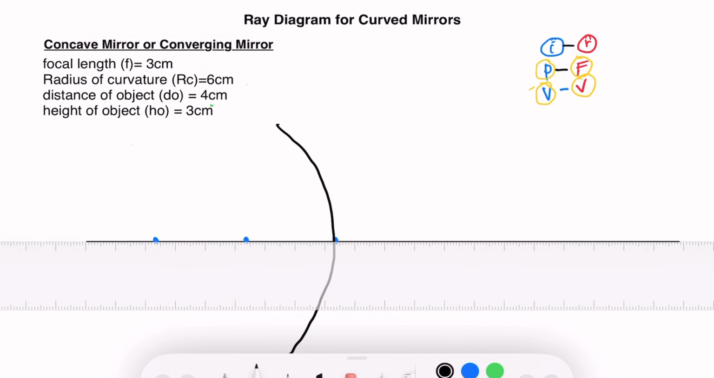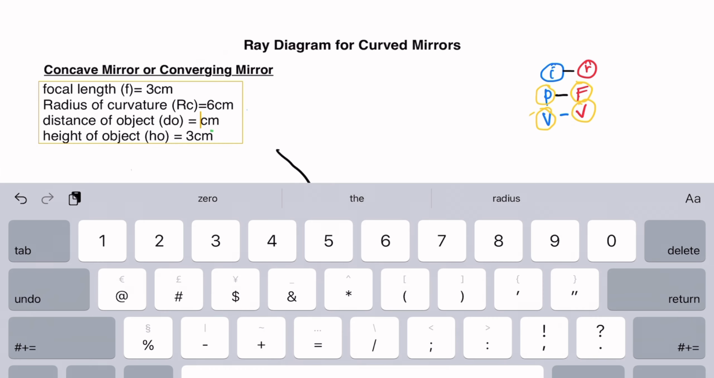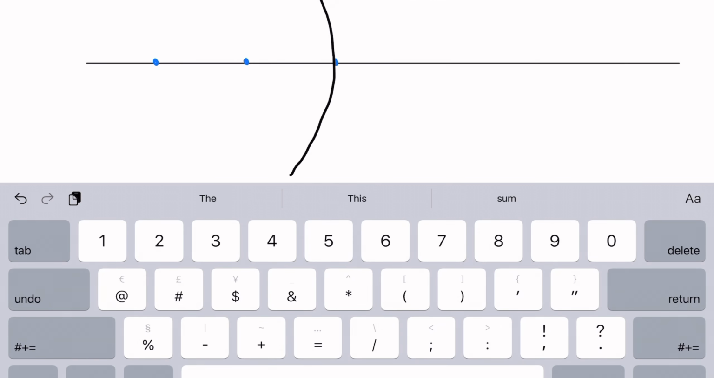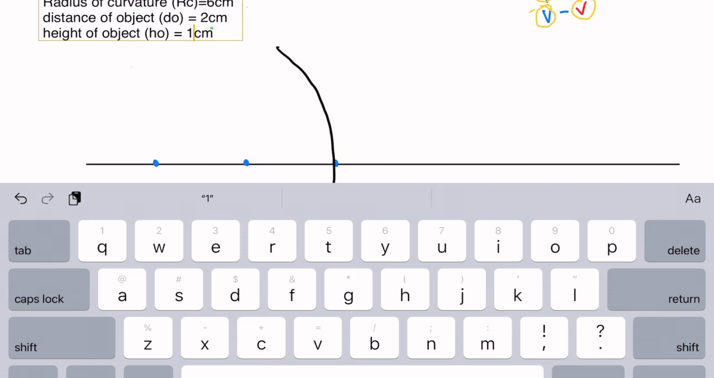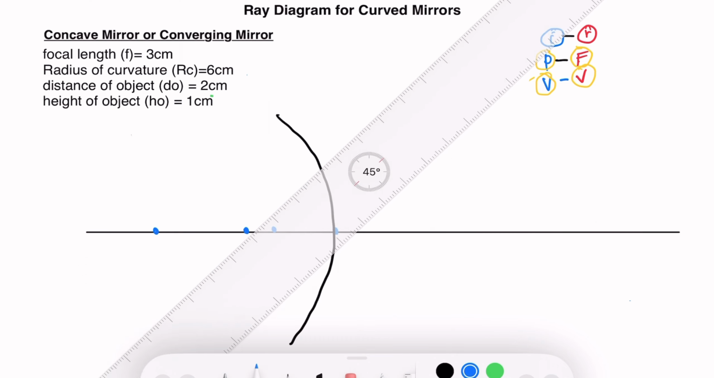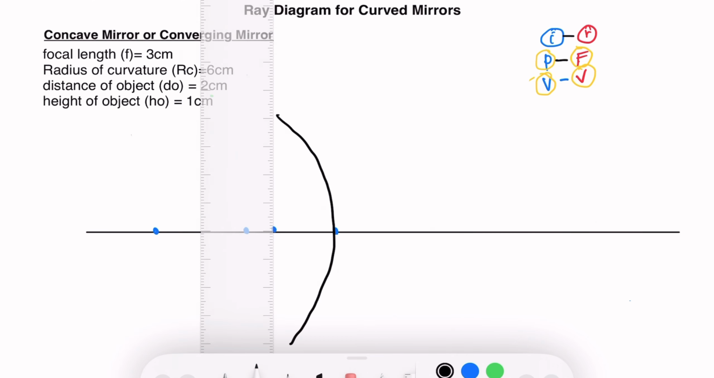The next thing is to measure the distance of the object. Here I have a different distance of object. Sorry, I wasn't able to change it. It's 2 centimeters, and for the height of the object, let's have 1 centimeter. From the mirror, it's 2 centimeters, so we're going to measure that and mark it here. That would be this one. Let's measure the height of the object, which is just 1 centimeter. We're going to use again the arrow as our object.